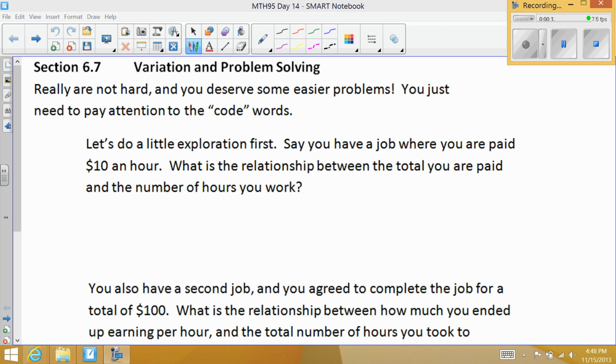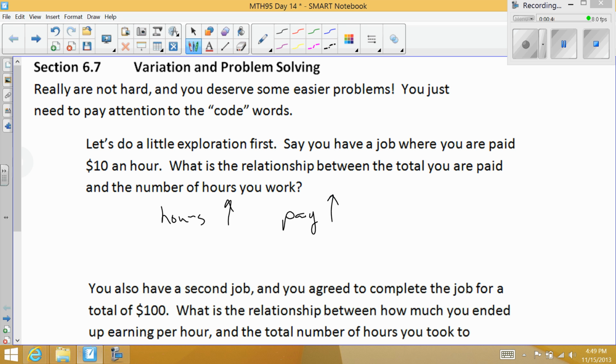So just to kind of introduce the idea, say you have a job where you're paid $10 an hour. What's the relationship like between the total you are being paid and the number of hours you work? Since you're getting $10 an hour, the more you work, the more you get paid. So as the number of hours you work increases, your pay is going to increase. Your total pay increases.